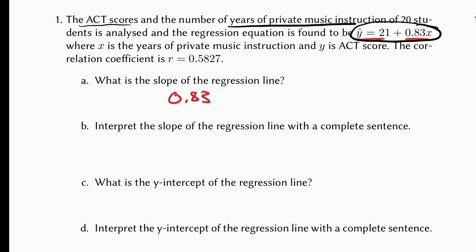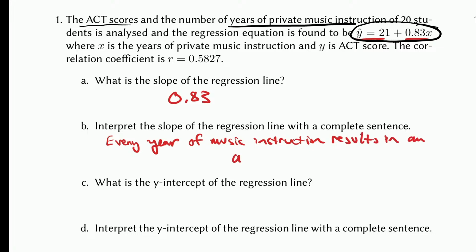So let me write it down myself, that every year of music instruction results in an additional 0.83 points on the ACT. That still isn't the greatest wording. Really, it should say something like, predicting. You're predicting this much, because it's not reality.